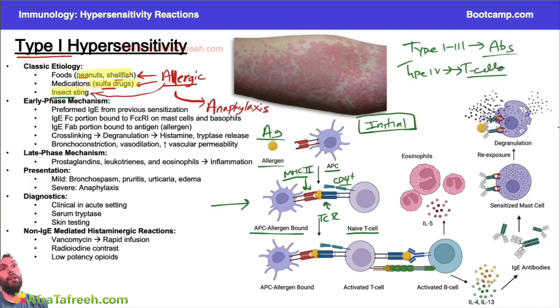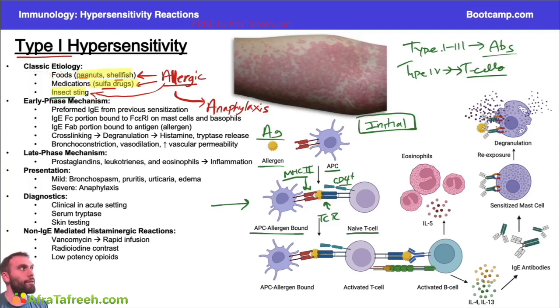Okay, so the question is, are T cells involved in a type 1 hypersensitivity? The answer is actually yes, T cells are involved. This whole process is going to be primarily antibody mediated, but to get to that point, to get IgE antibodies, which you'll see in a second, we need T cells. So don't be fooled. You still need T cells to make IgE antibodies. You can't class switch without T cells.